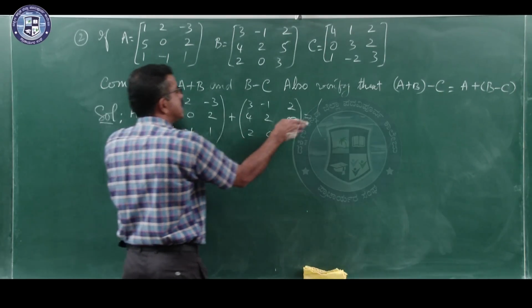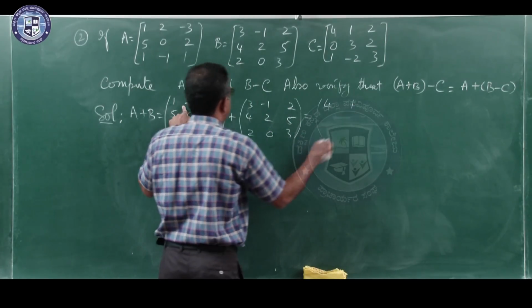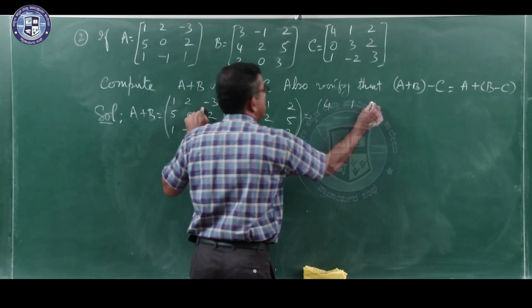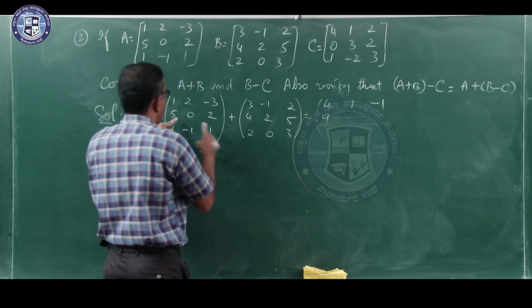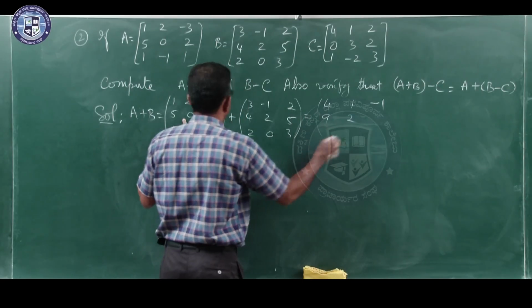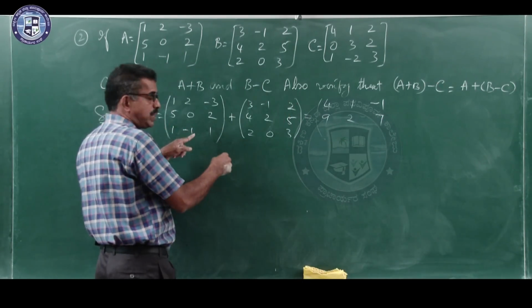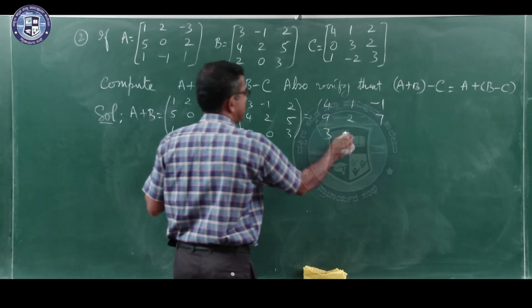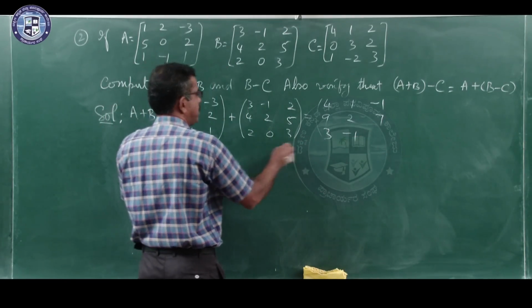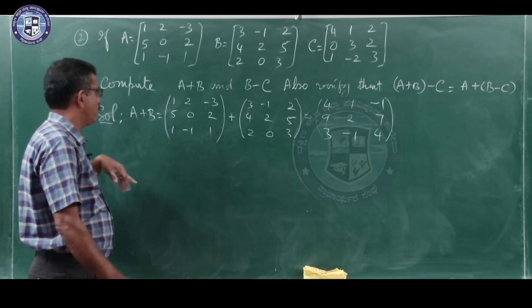What is 1 plus 3? 4. What is 2 plus minus 1? It is 1. What is minus 3 plus 2? It is minus 1. What is 5 plus 4? 9. What is 0 plus 2? It is 2. And what is 2 plus 5? It is 7. And what is the next one, like 1 plus 2? It is 3. What is minus 1 plus 0? It is minus 1. What is 1 plus 3? 4. Like this. Okay, that is one.